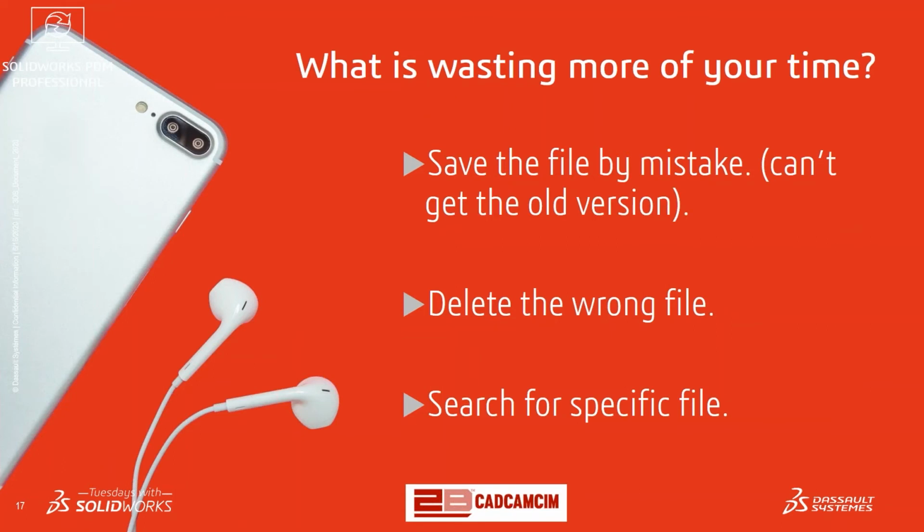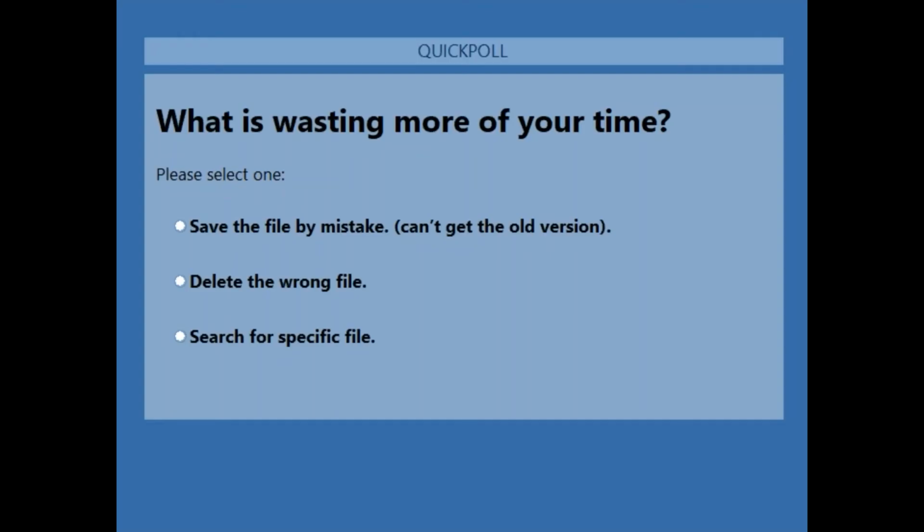So we have another question here. What is wasting more of your time? And we have three answers. The first is saving the file by mistake, and of course, you can't get the old version if you are working in ordinary Windows Explorer. The second option is deleting the wrong file. And the third option is searching for a specific file for a long time.